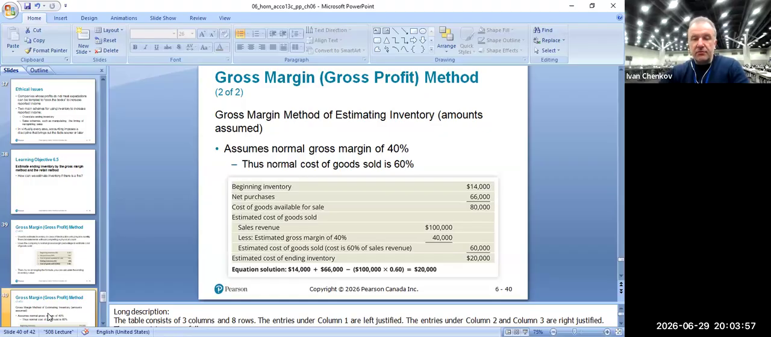Actually, we don't even need that 60% for the cost of goods sold. We just need the information for the gross margin, which is 40%. If the gross margin is 40%, that's 40% of our sales. So then we can come up with the value for the sales. Sales minus the gross margin is going to give us cost of goods sold. Available minus cost of goods sold is going to give us the ending balance. So let's work with these numbers.